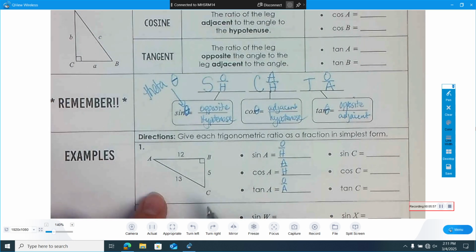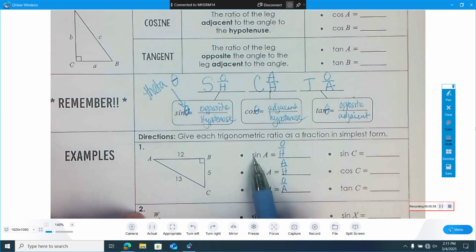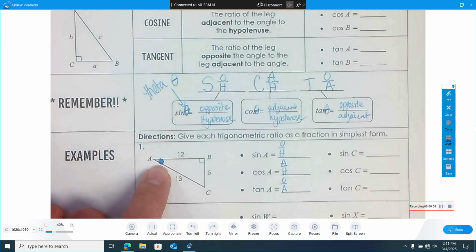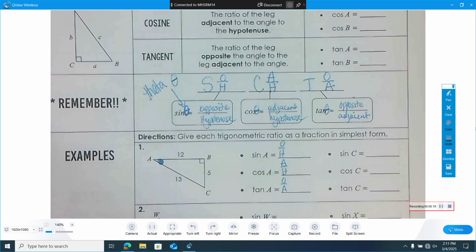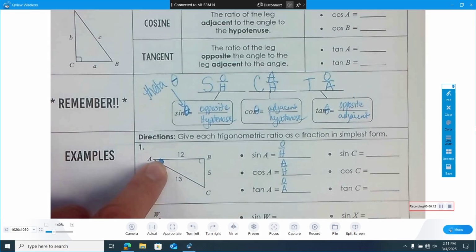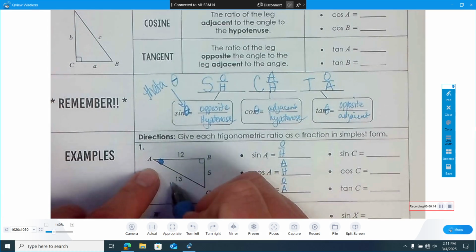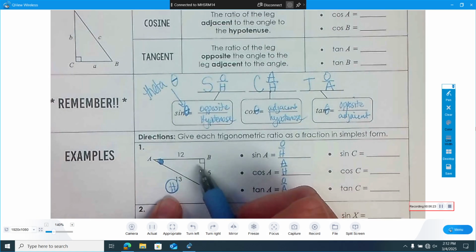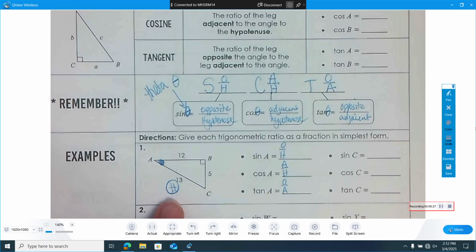But here's the important part. We want the sine ratio according to angle A. So I have to find angle A. Angle A is right here, so I'm going to put a nice big blue dot right there. So we are looking from angle A. Now the only one that always stays the same is the hypotenuse. Why is 13 the hypotenuse? It's opposite the right angle, across from the right angle. The hypotenuse always stays the hypotenuse.